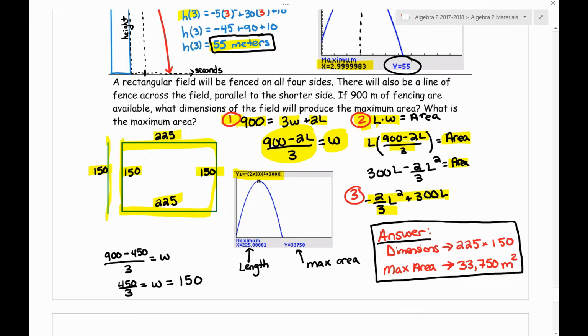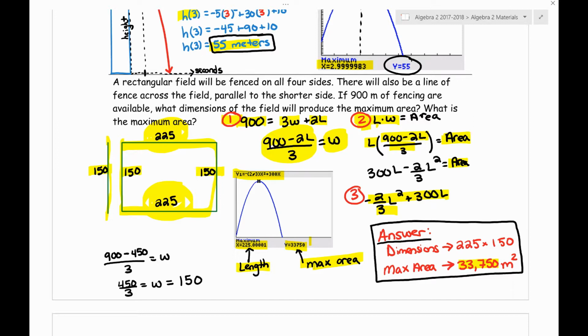When I graph it, I look for the vertex. What is the maximum? Here, because I'm using L in this function, it's a function of L, that's length. The maximum length is going to be about 225. That's where this 225 and this 225 come from. The maximum area is going to be about 33,750 meters squared.